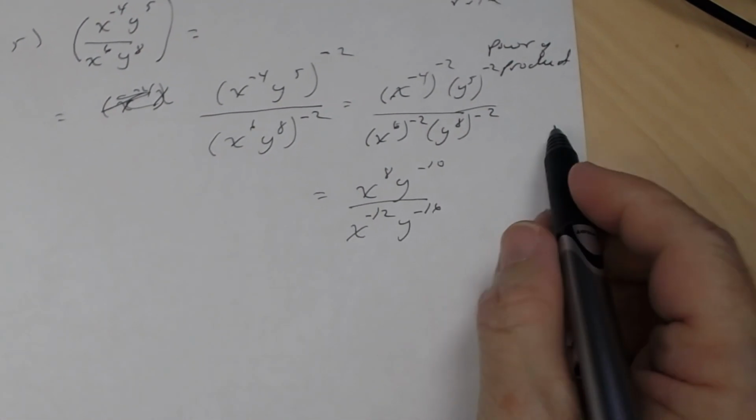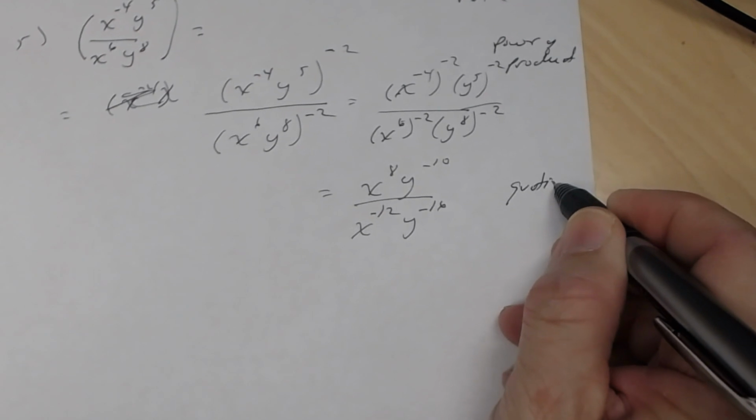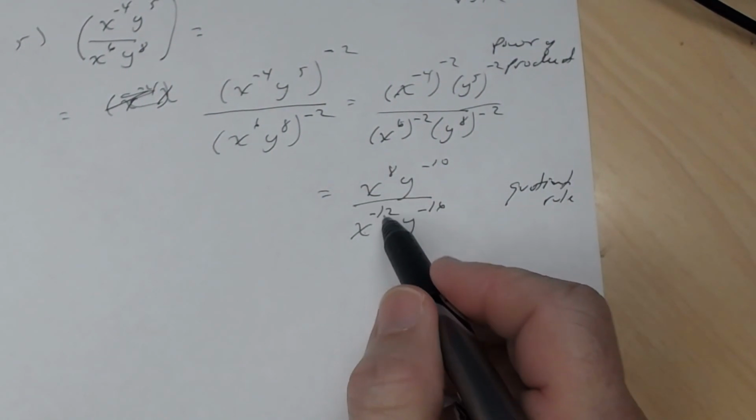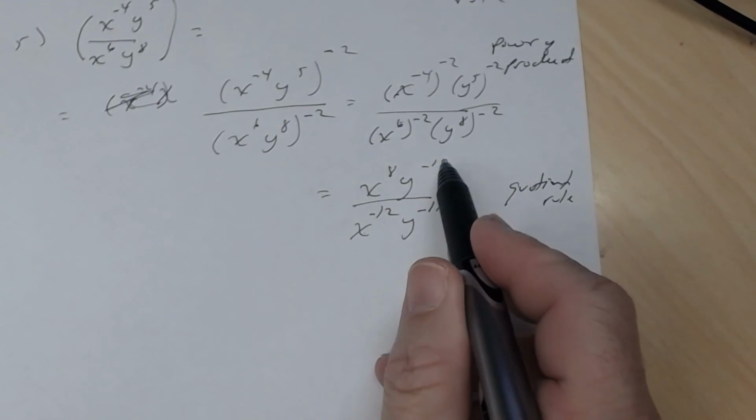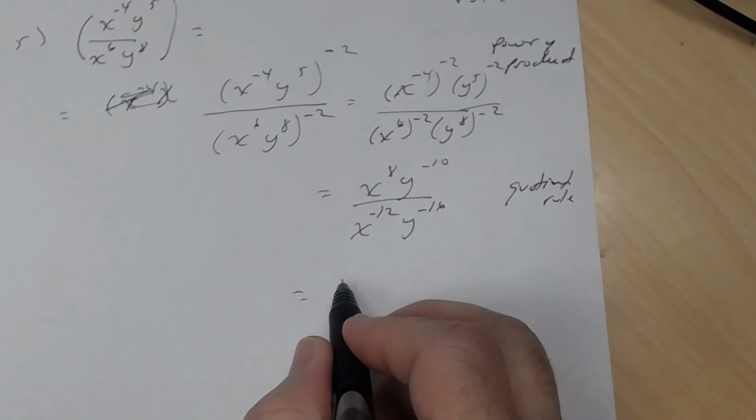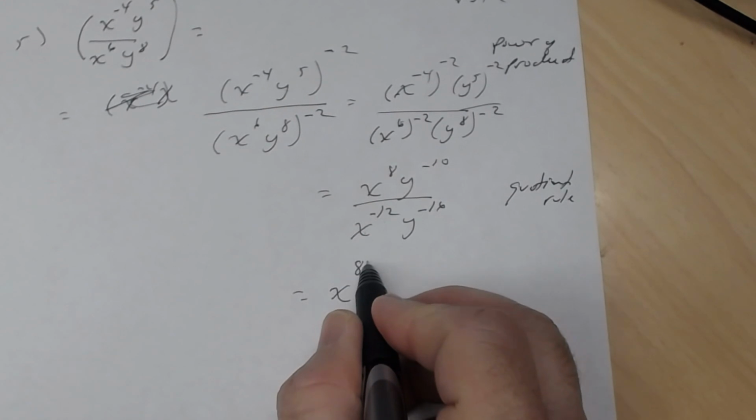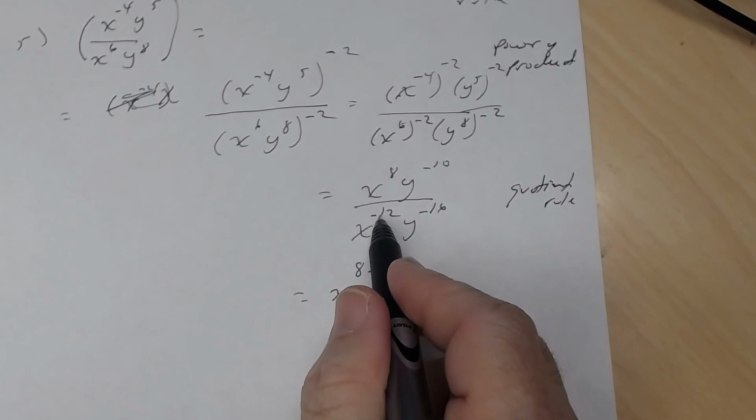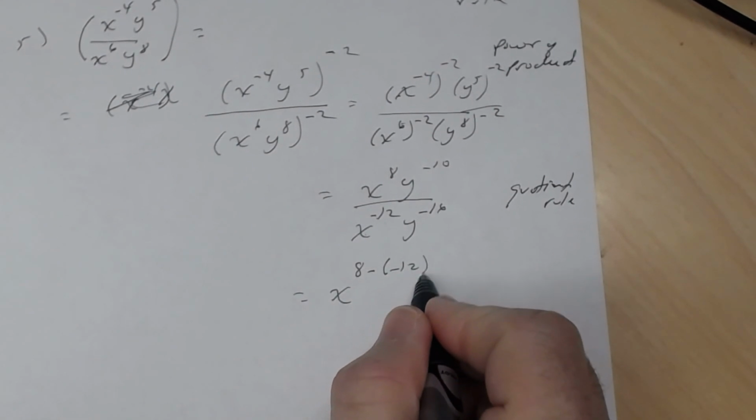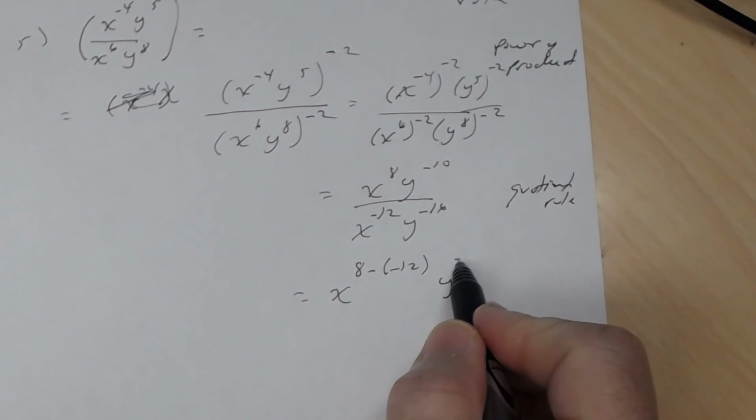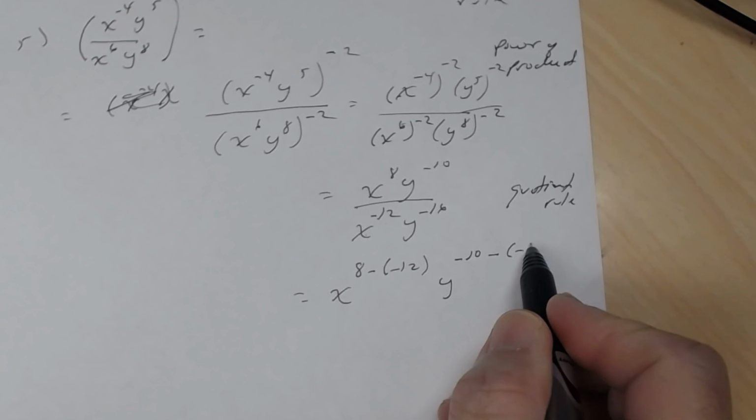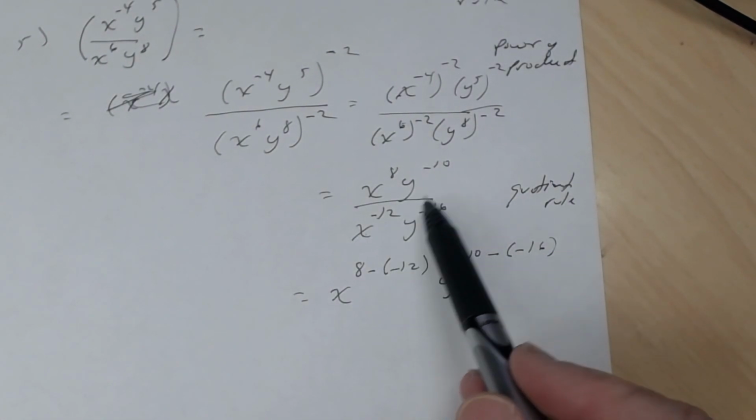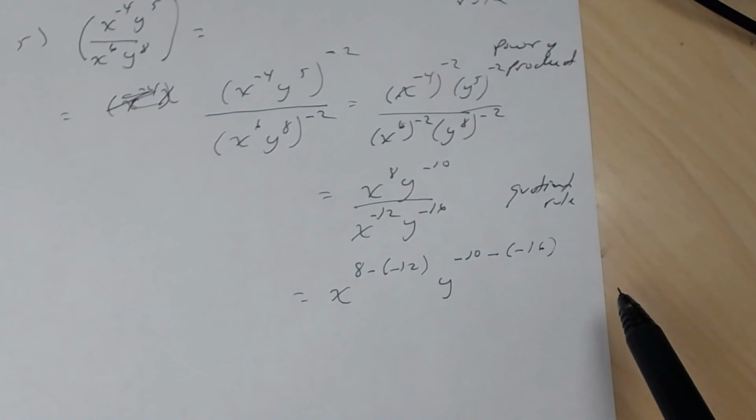Okay, so now I'm going to use the quotient rule. When you divide like bases, you subtract exponents. So basically you're saying x to the exponent in the numerator, that's 8, subtract the exponent that's in the denominator, times y to the exponent of the numerator, subtract the exponent in the denominator. So that's 8 subtract negative 12, negative 10 subtract negative 16.